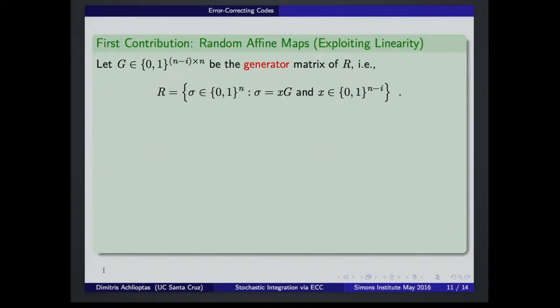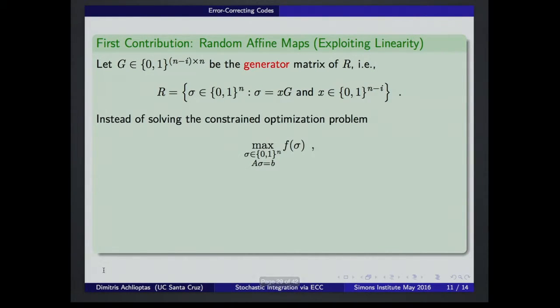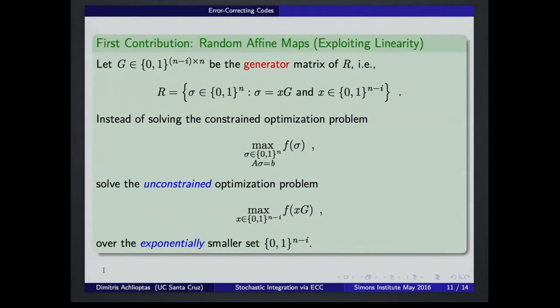The result of which is that instead of solving the constrained optimization problem, maximize f over the entire original cube subject to solving the CSP, by the linearity of the constraints, we can rewrite it as an unconstrained optimization problem over a lower dimensional cube, where now what you maximize is f of x passed through the generator matrix. So one part of this story is positive, meaning that for the interesting values of i, the size of the domain has shrunk by an exponential amount. The downside is that now your function f has become a black box.